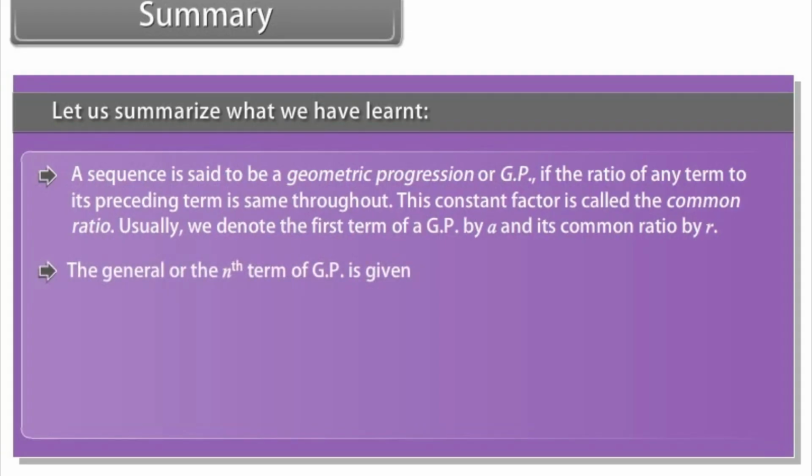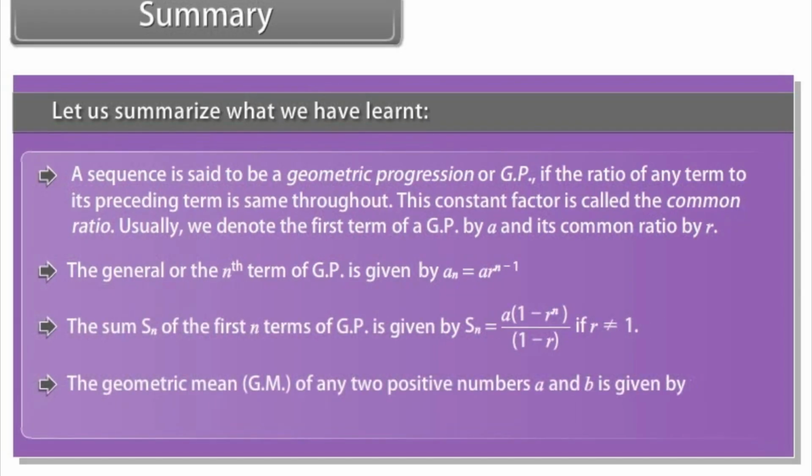The general or nth term of a GP is given by. The sum Sn of the first n terms of a GP is given by. The geometric mean of any 2 positive numbers A and B is given by. That is, the sequence A, G, B is a GP.